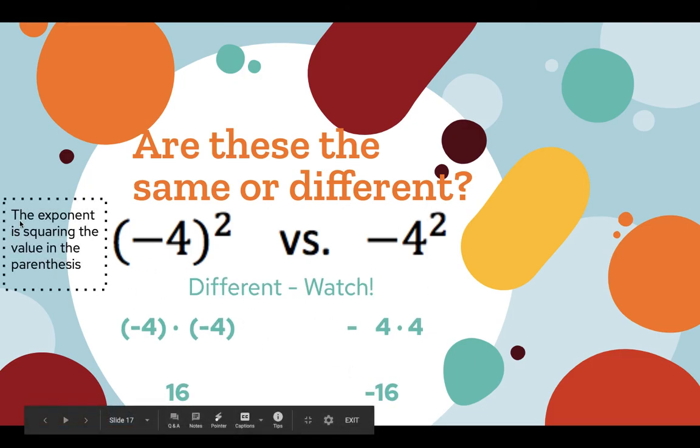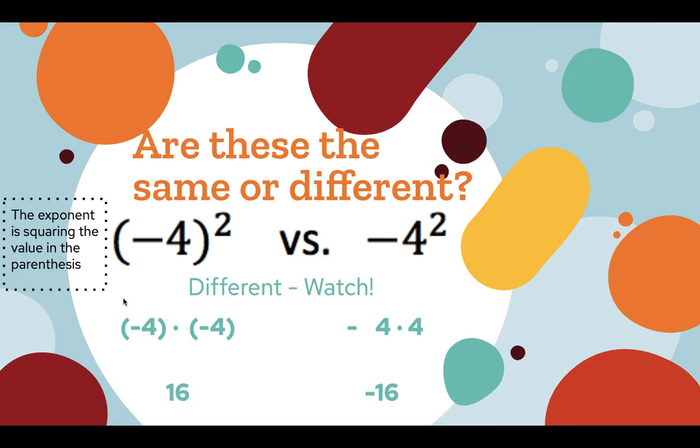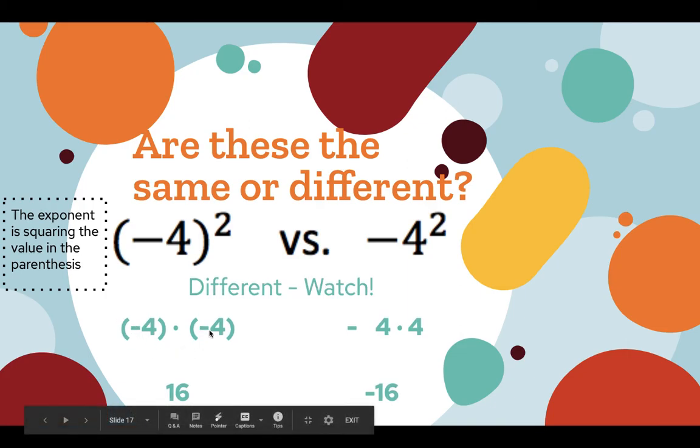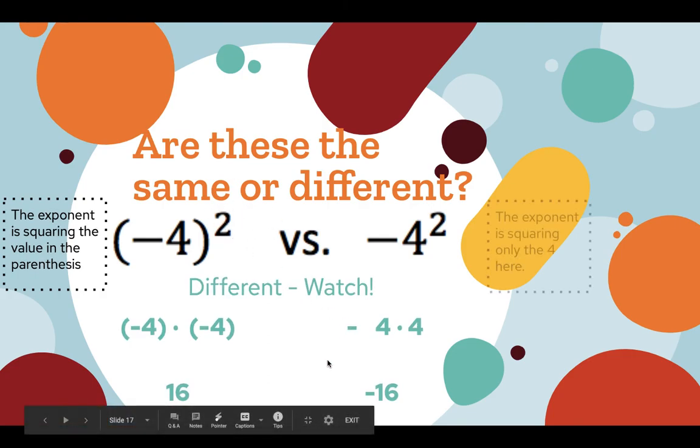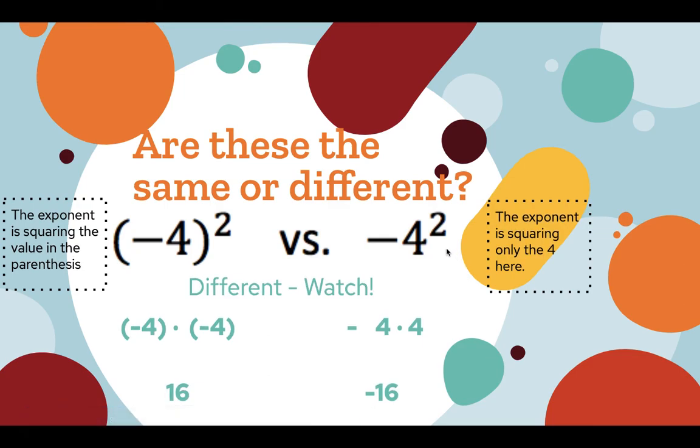So why is that? The exponent is squaring the value in the parentheses in this case. So the negative applies to both, or however many groupings there will be. In this case, there are 2 groupings because it's to the 2nd power. In this one, the exponent is squaring only the 4. So you have to be very careful when solving, looking for whether there are parentheses or not. If there are no parentheses, we're only squaring, in this case, the 4, not worrying about the negative sign. The negative sign will follow along at the end.